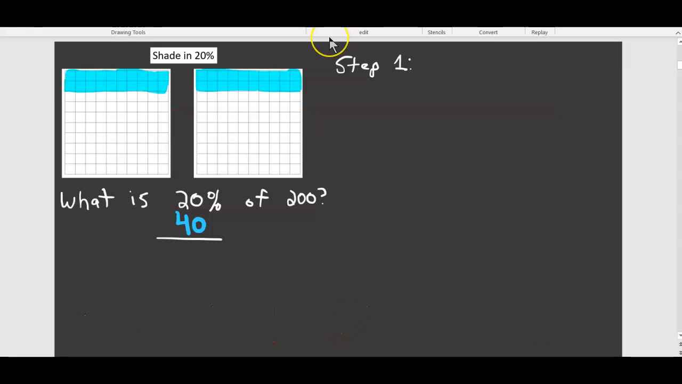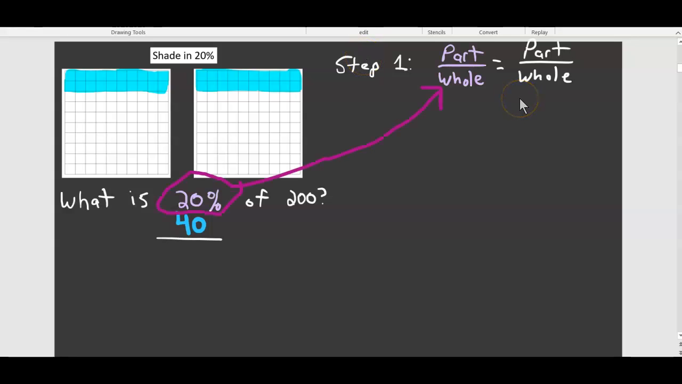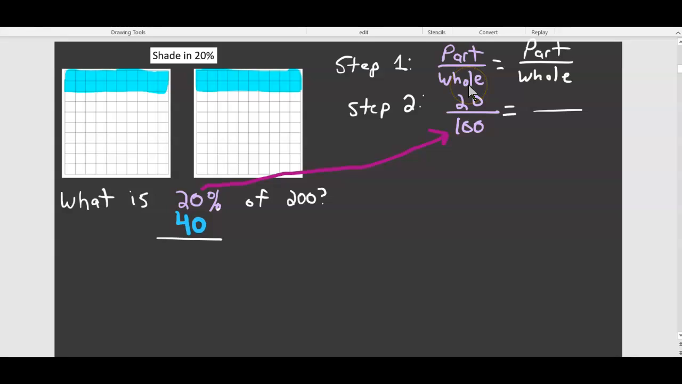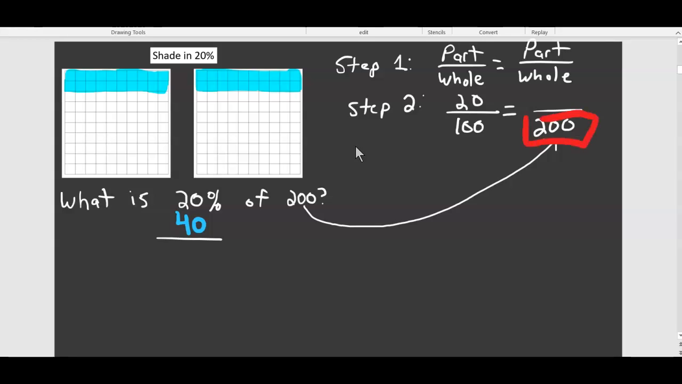So here are the steps. Step 1, think of it as part whole, right? But remember, we're going to do something of 20%. 20 is out of, here's that out of thing, out of what? Out of 100. So it's 20 out of 100. And then what about this? This is 200. Now the 200 is the total, like the whole. The whole goes on the bottom, remember?